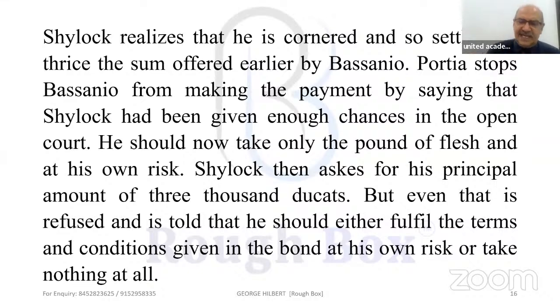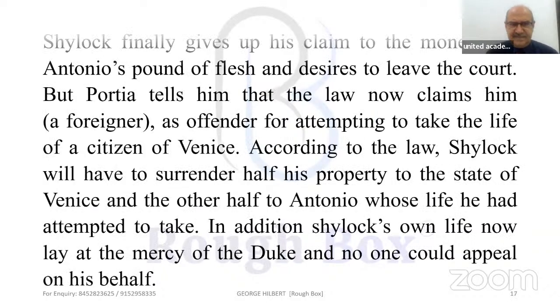And he is told that he should either fulfill the terms and conditions given in the bond, like he was demanding, and at his own risk, or he should take nothing at all. Shylock finally gives up his claim to the money and Antonio's pound of flesh and desires to leave the court. But Portia tells him that the law now claims him, a foreigner, to be an offender for attempting to take the life of a citizen of Venice.